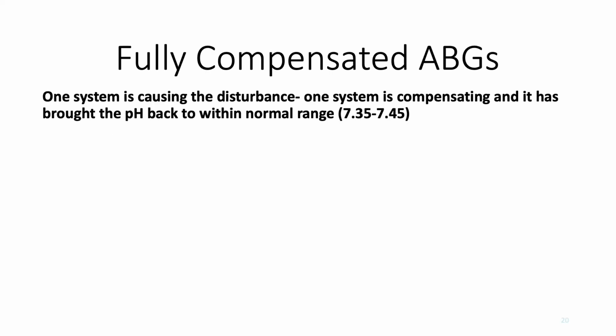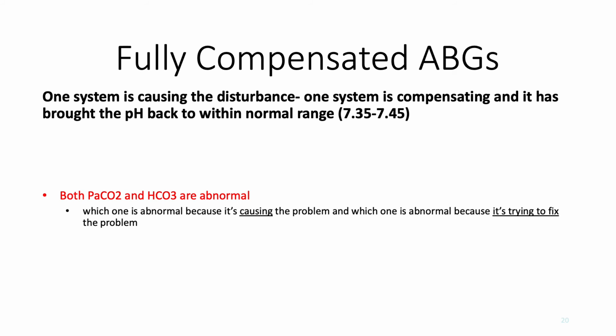So the last acid-base disturbance that we're going to talk about is fully compensated states. And this concept is very similar to what you just learned about for partially compensated states. Both the CO2 and bicarbonate are going to be abnormal. One is going to match the pH, telling us whether or not the acidosis or alkalosis is respiratory or metabolic. And then the other number is going to be the opposite of the pH, showing that it's trying to compensate.